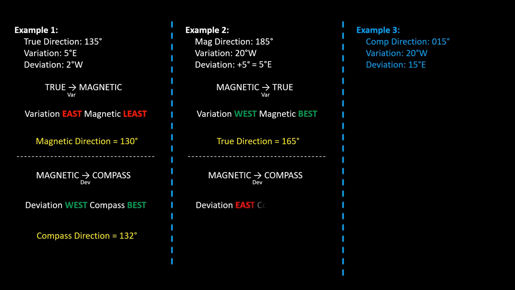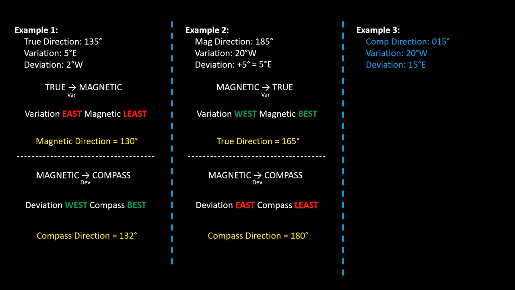Deviation is compass least. Since we have east deviation, compass direction is less than magnetic direction by the value of deviation. Thus, compass direction is 180 degrees.